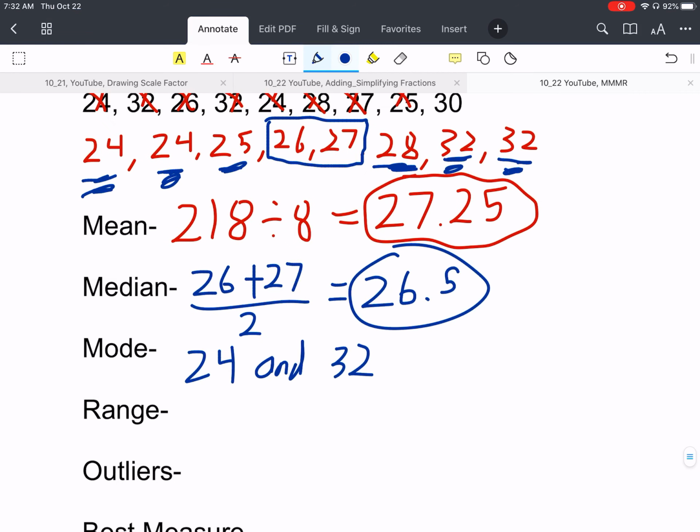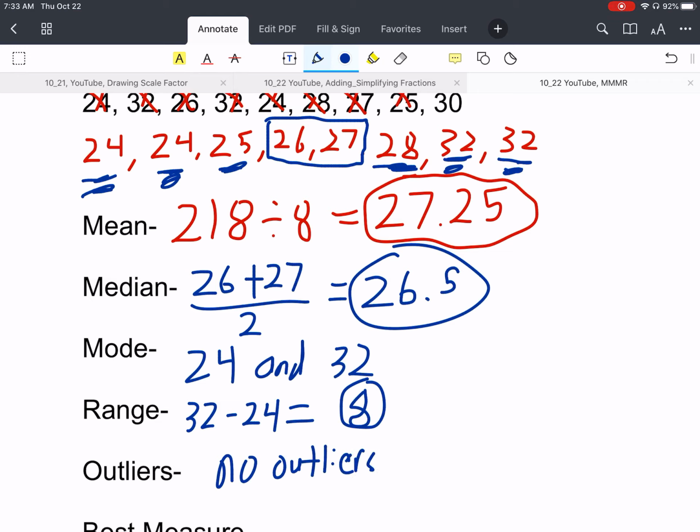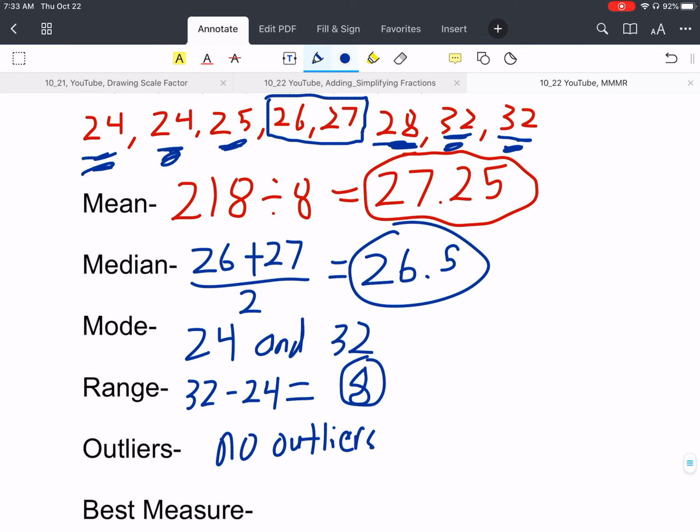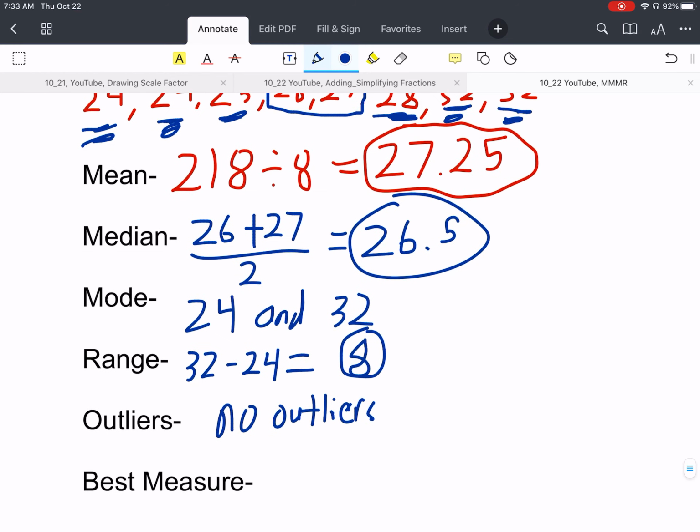Our range is going to be 32 minus 24, greatest number minus the smallest number, which will equal 8. Looking at this set, we don't have outliers, so that would be no outliers, because all of those numbers are pretty reasonably close. And our best measure of central tendency, well, we can see that the mean and the median are pretty close because there are no outliers. So you could say mean or median here. It wouldn't really make a difference.